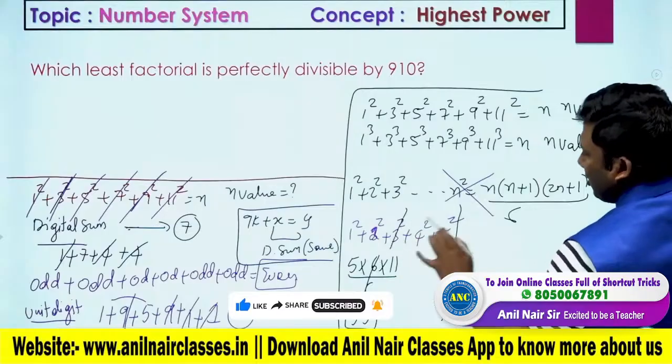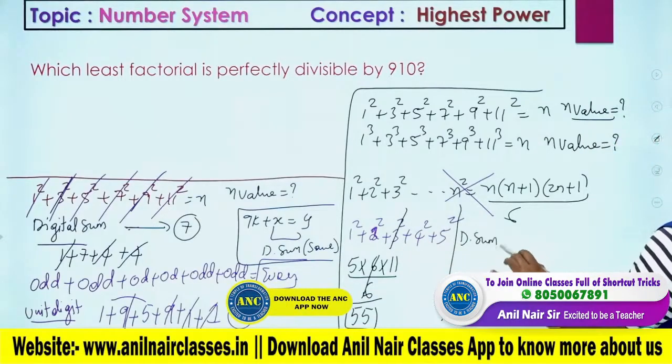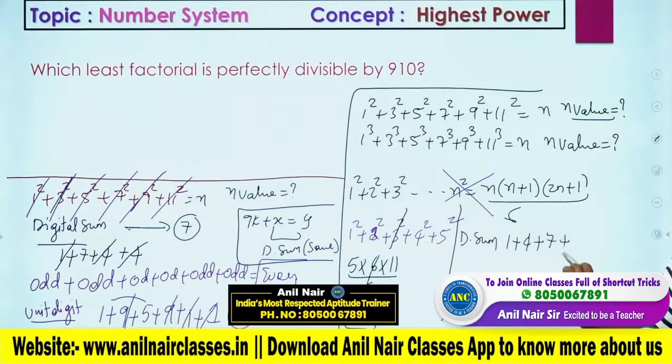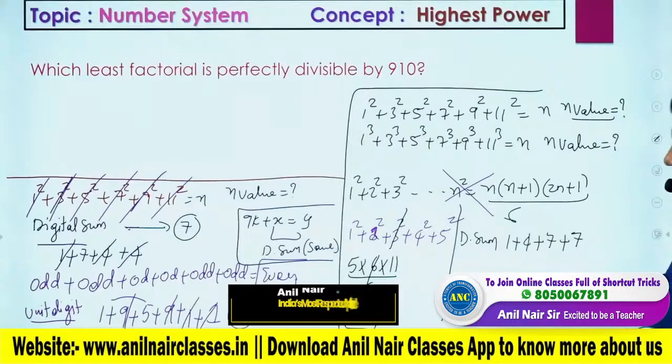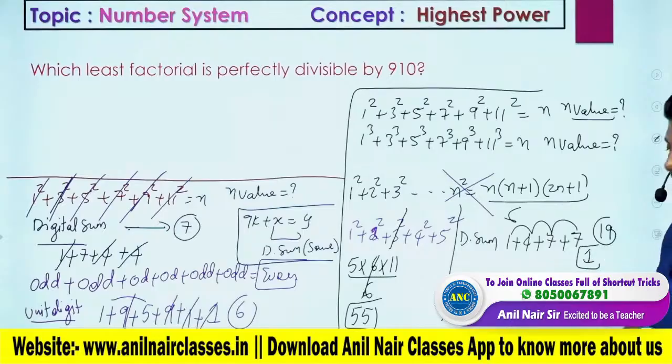First thing, 3 square is 9. First I am using the digital sum. 1 square is 1. 2 square is 4. 4 square is 16, digital sum 7. 5 square is 25, digital sum 7. 7 plus 7 is 14. 14 plus 4 is 18. 18 plus 1 is 19. The digital sum of 19 is 1.